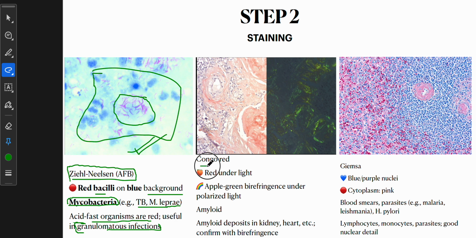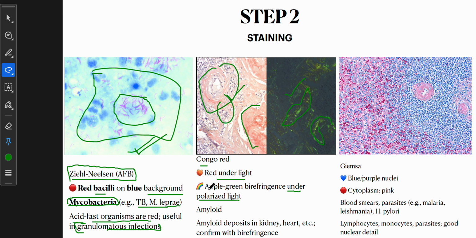And in Congo red, there are two types of viewing, under light and under polarized light. This is under polarized light and this is under light. Under light, a reddish structure is seen. In Congo red staining, these are all reddish structures, right? But in polarized light, there is apple green birefringence seen. It is so beautiful to look at, right?